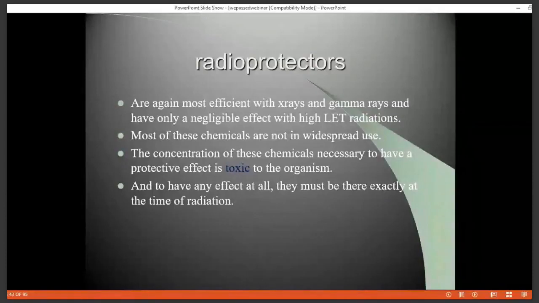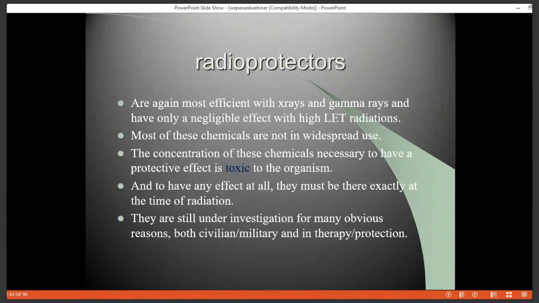Timing is very important. They have to be there, of course, at the exact time that the radiation exposure happens. And they're under investigation for many reasons, both civilian and military, and in therapy and protection.